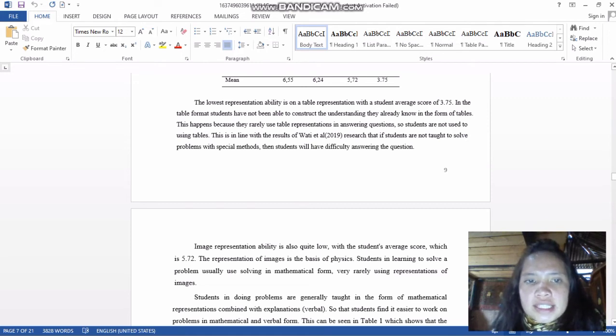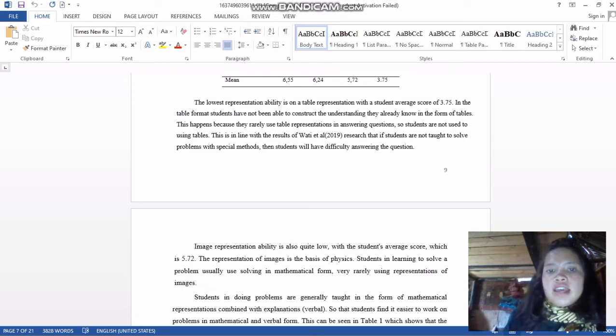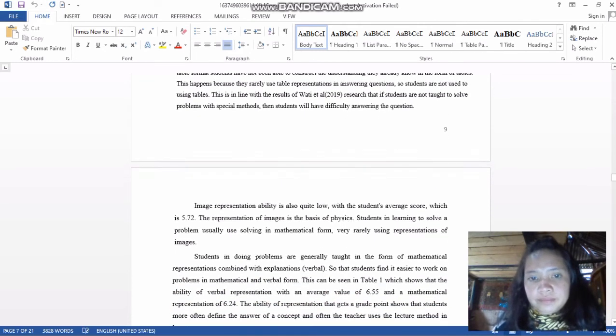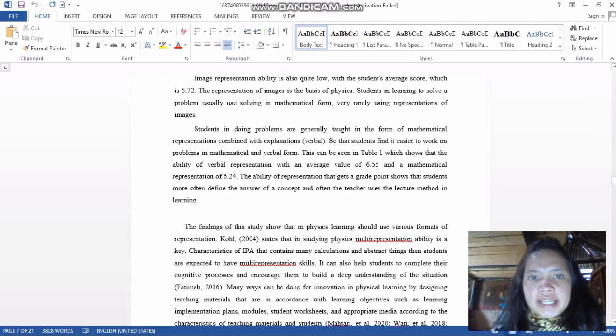This is in line with the research results of Wati et al. 2019, that if students are not taught to solve problems with special methods, then students will have difficulty answering the question. Image representation ability is also quite low, with the student average score of 5.72. The representation of image is the basis of physics.